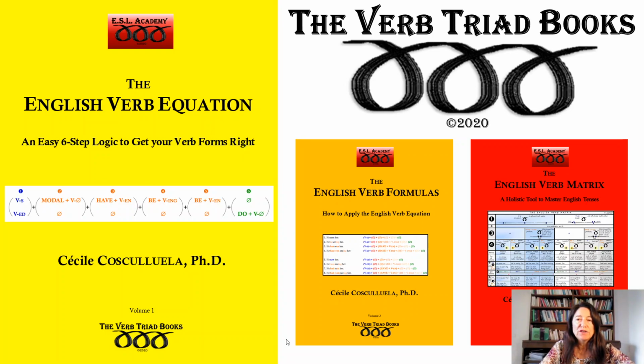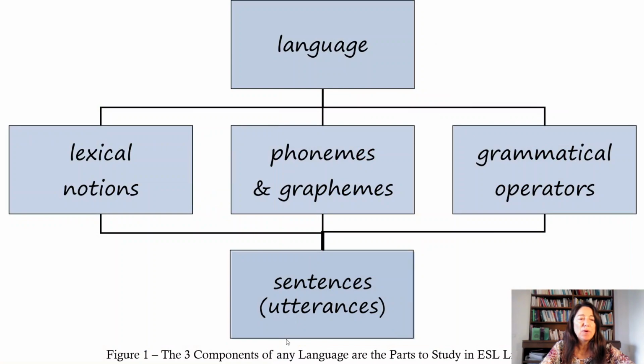Okay, so first of all, before we get started, it is important to remind the students that any language includes 3 different parts that all need to be worked on. The first one is vocabulary or lexical notions, and of course you need to know how to pronounce words and how to write them. So phonemes and graphemes are the second really important part that you need to deal with when you learn any language.